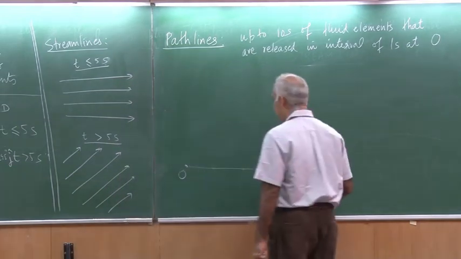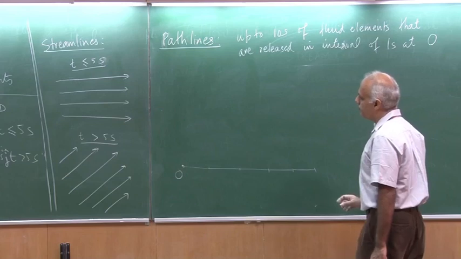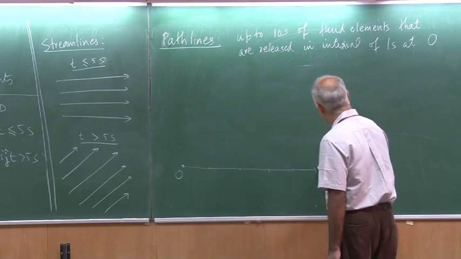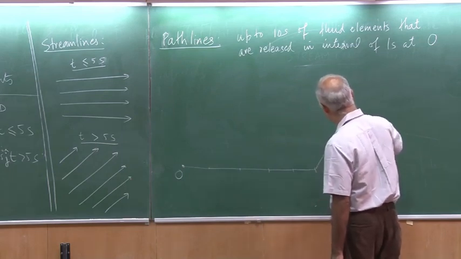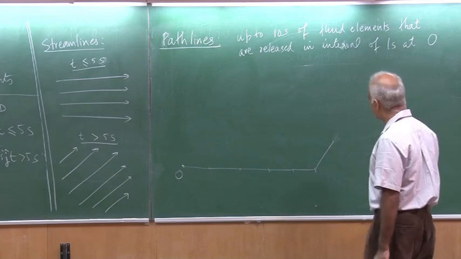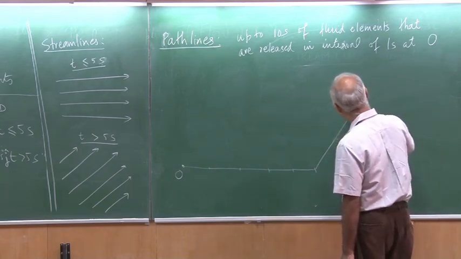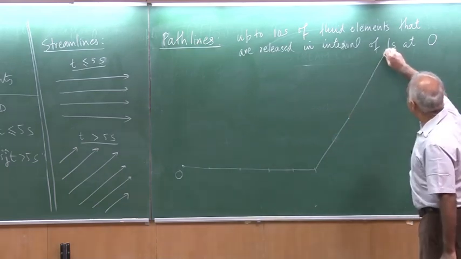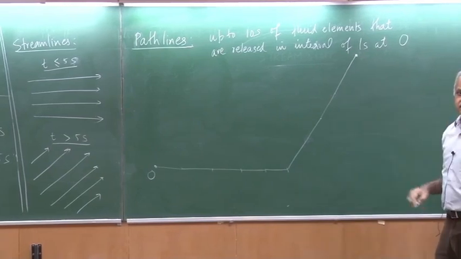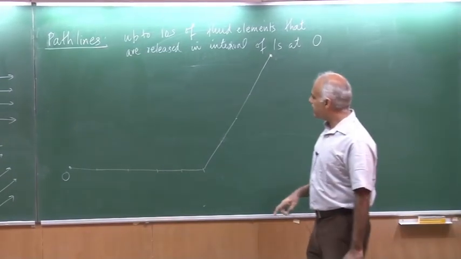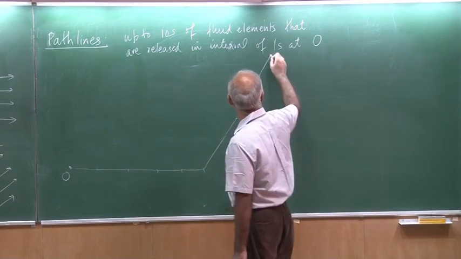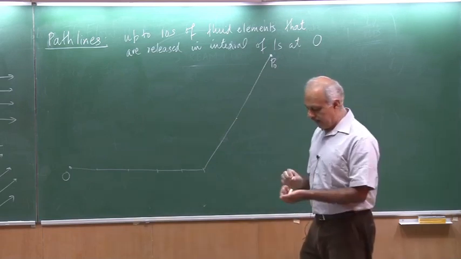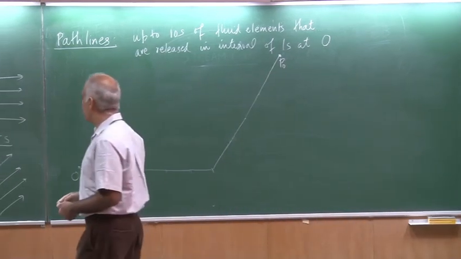And then at 5 seconds suddenly the flow direction changes, and now this particle is going to go like this. So this is what it travels in 6 seconds, and over here in 7, over here in 8, 9 and 10. So this is where the particle reaches after 10 seconds. I am going to call this the particle p0, which is released at t equal to 0.